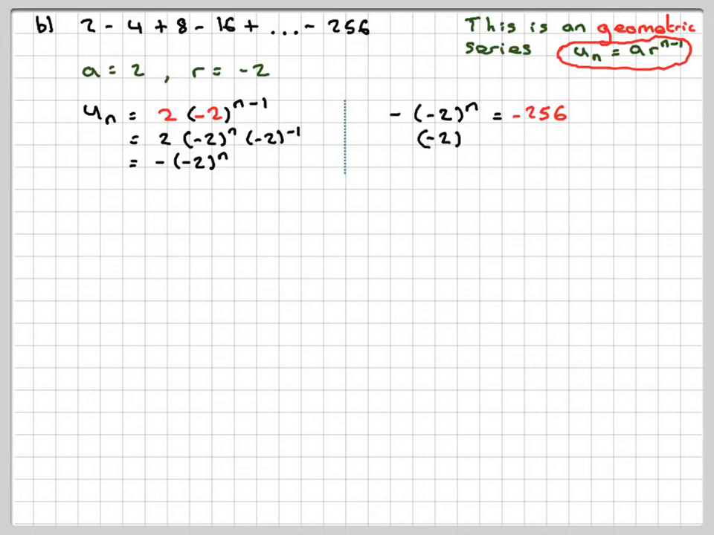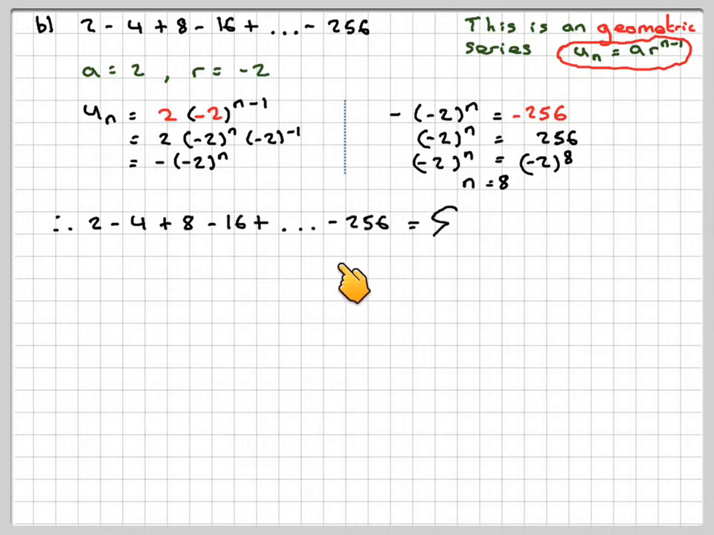Dividing through by minus 1, we're going to get minus 2 to the n is 256. So if we now make the base the same, that means that n would have to be equal to 8. Now, writing down our series, that will be 2 minus 4 plus 8 minus 16 up to minus 256, which will become sigma from 1 to 8 of brackets minus 2 to the k.